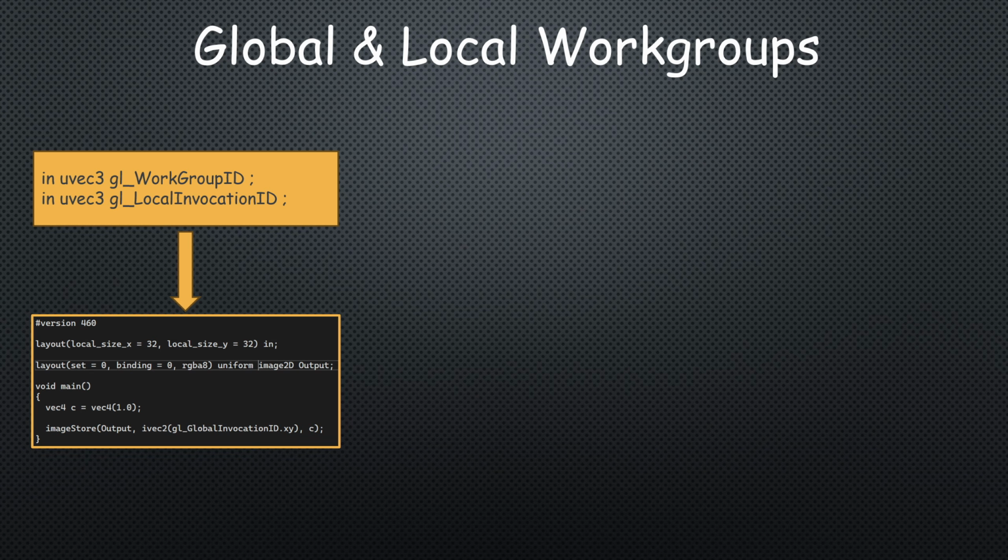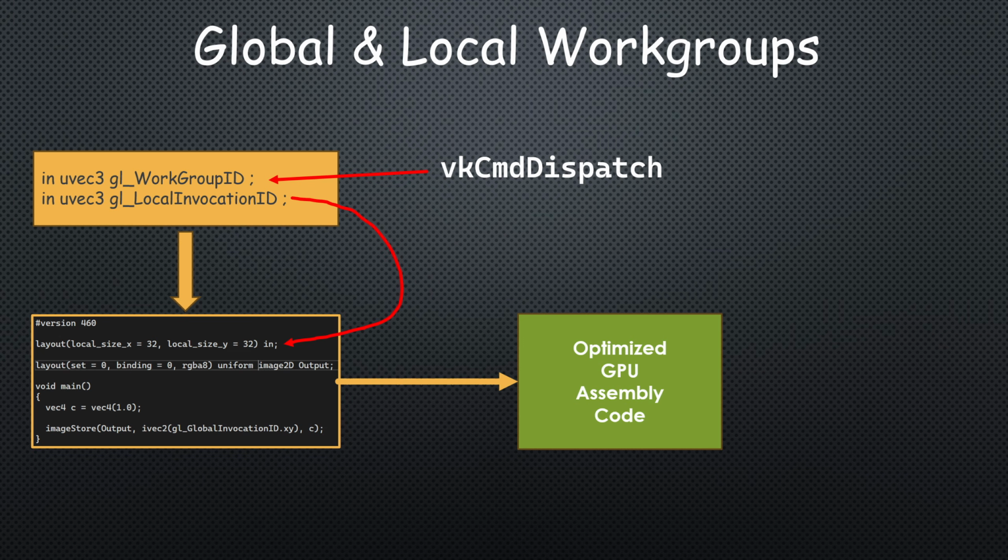Same as in OpenGL, the parameters of the global workgroups are provided using a Vulkan API which initiates the execution of the compute shader, and the parameters of the local workgroup are part of the shader itself and can be used by the compiler to produce an optimized code for the specific use case.